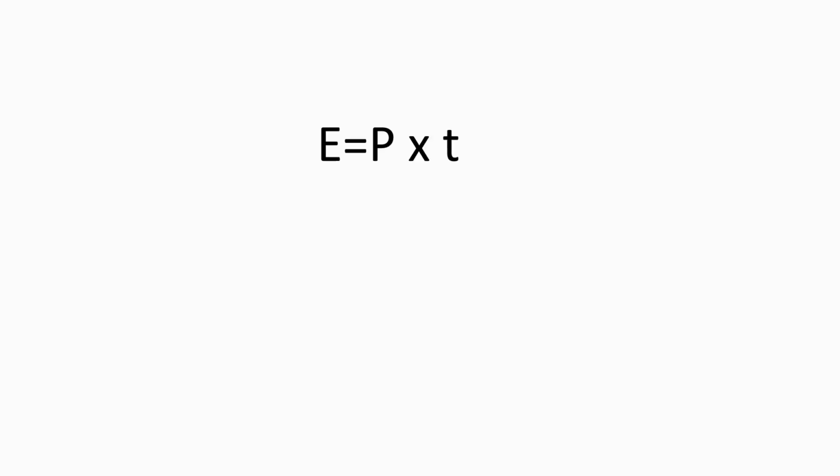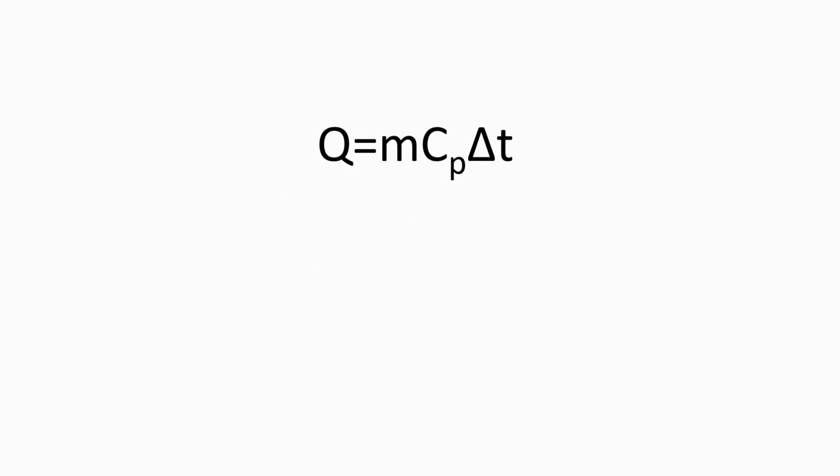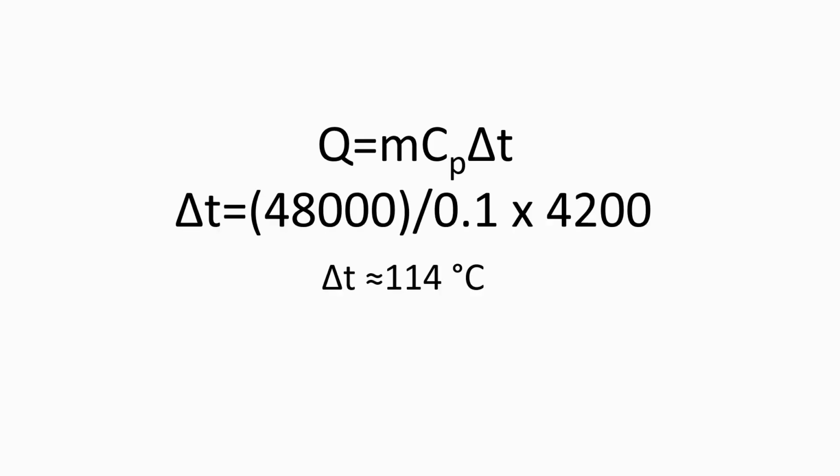As we know, energy is equal to power multiplied with time taken. My microwave is rated at 800 watts and across 60 seconds, energy is going to be equal to 800 times 60 seconds. And final energy is going to be equal to 48,000 joules. As we know, heat energy is equal to mass times specific heat capacity multiplied with the temperature. For 100 grams of water, change in temperature would be 114 degrees Celsius.